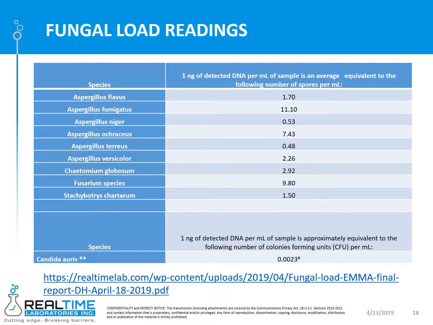Here's the paper that we will put out with every result. This is a correlation showing the 10 organisms that we test for and what the results are in nanograms per microliter or milliliter of fluid. So let's just take one example right now, Aspergillus fumigatus. If you look at the top, it says 1 nanogram of detected DNA per mil of Aspergillus fumigatus is on average equivalent to the following number of spores per mil.